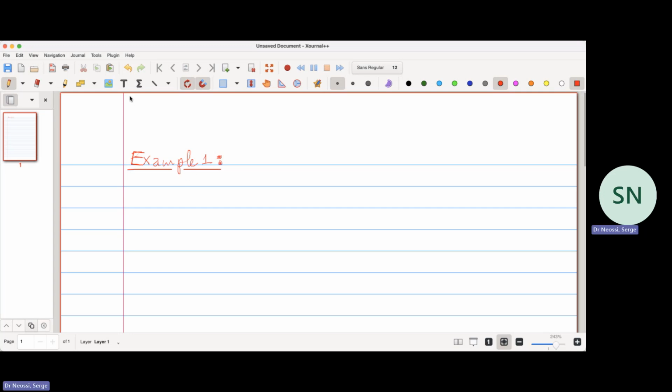We are given a non-empty set omega. So let omega be a non-empty set. And we consider A to be an element of the power set of omega. In other words, this means that A is a subset of omega.